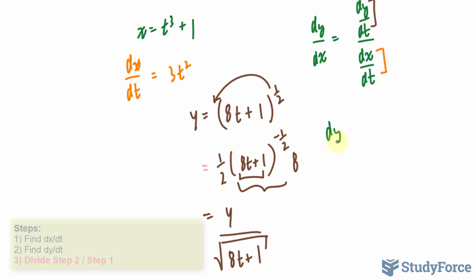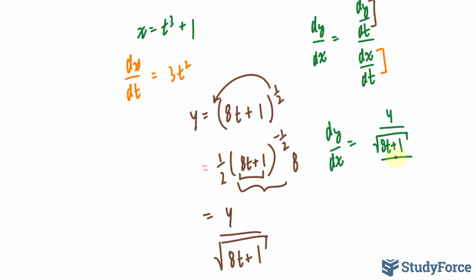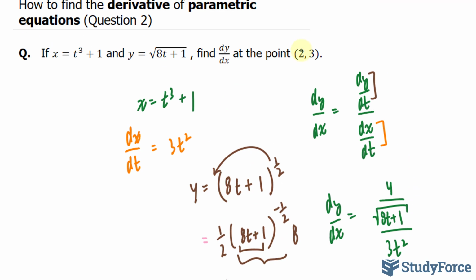My answer is dy over dx is equal to 4 over the square root of 8t plus 1, over what I found earlier for dx over dt, which is 3t squared. They want to find the rate of change at the point (2, 3). So at this point, I will substitute this 2 into any of these two equations. And by substituting one of these coordinates into any one of these equations, I can isolate for t.